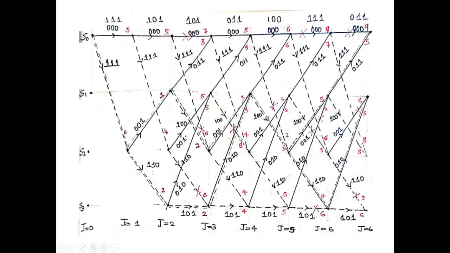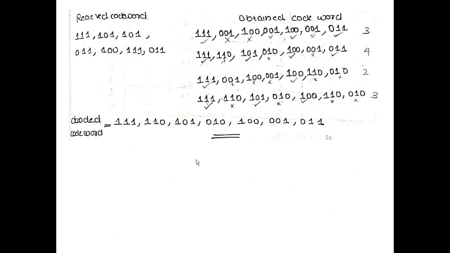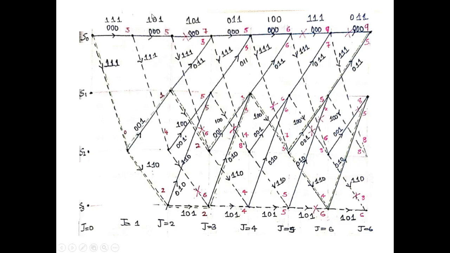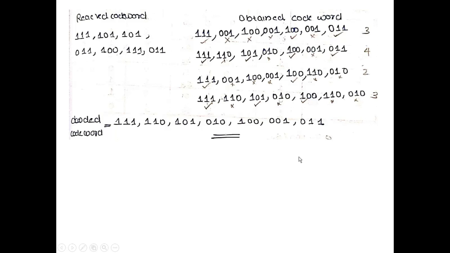Then again here we have two branches, we need to consider those two branches. So now we have a total of 4 branches. So we can write those 4 branches output from this direction to this direction, so from the forward direction. Then we can compare this received code word with this obtained code word. Then the code word with the least error we are taking as the decoded code word.